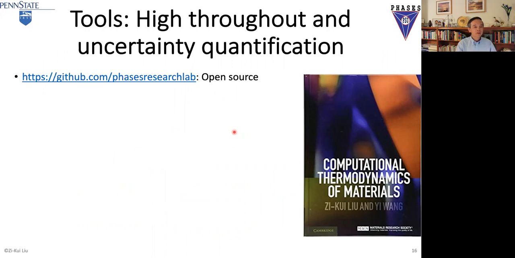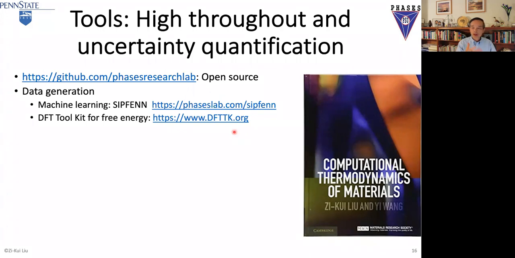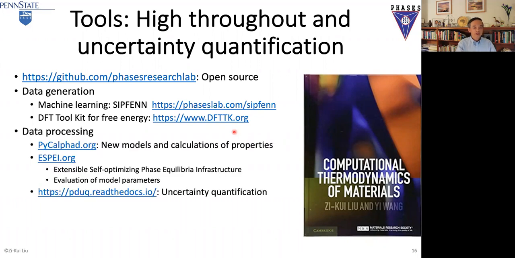So in my group, we have a GitHub repository. All the code packages are open source, and they are divided into two groups. One is data generation: I have machine learning code, and we have a DFT toolkit for high-throughput calculation, so you can download it. Then we have data processing. Once we have the data, we use CALPHAD to define new models, and the SPA can do the parameter evaluation with uncertainty.